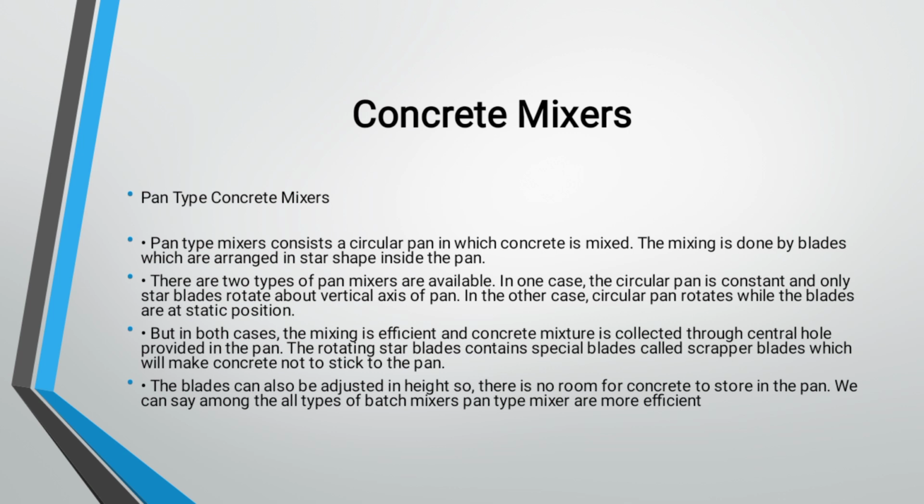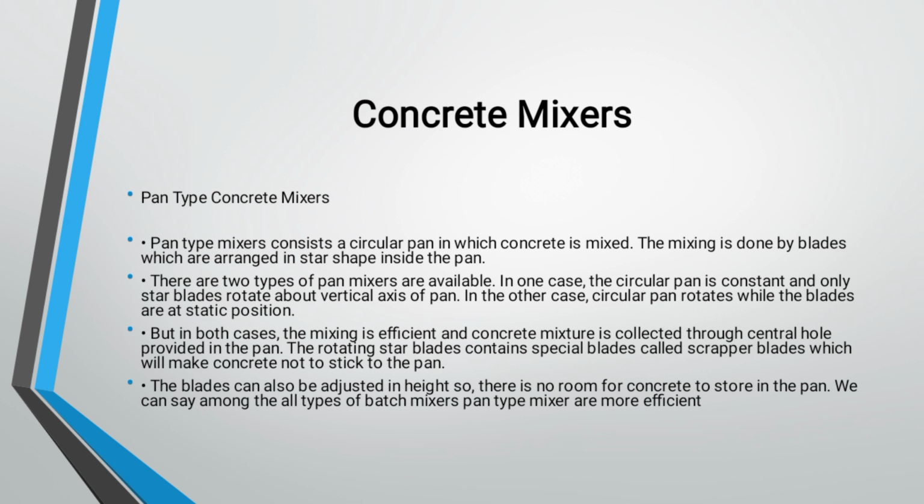In the first case, we have got the circular pan, which is constant, and only the star blades are the ones rotating about the vertical axis of the pan. And in the other case, we have got the circular pan that rotates while the blades are at a static position. But in both cases, the mixing is efficient and the concrete mixture is collected through the central hole provided in the pan.